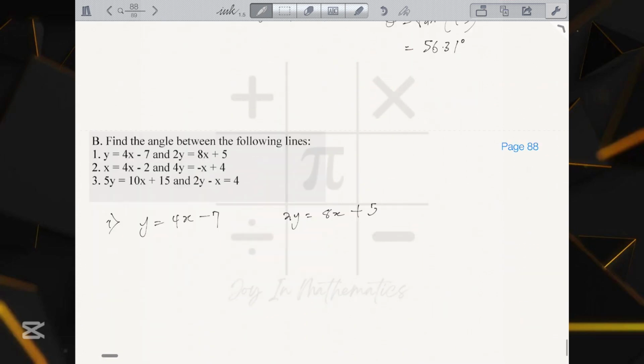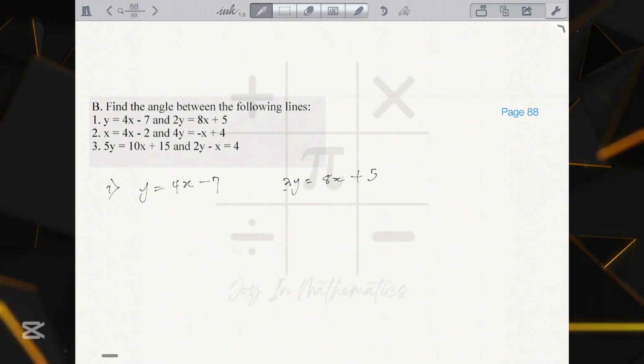So let's go on. Now let's divide all through by 2 so that we'll have it in the manner of y is equals to mx plus c. So this will give y is equals to 4x plus 5 over 2. Now, if you compare this to y is equals to m1x plus c1, and likewise y is equals to m2x plus c2, we can see that m1 is equals to 4. We can also see that m2 is also equals to 4.